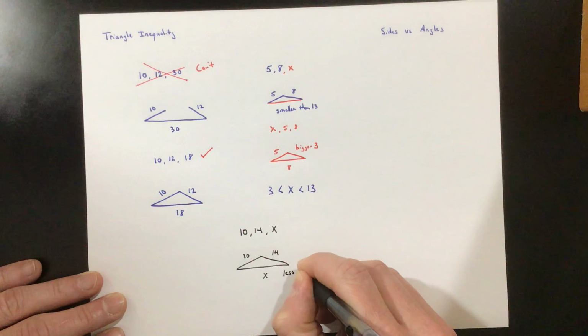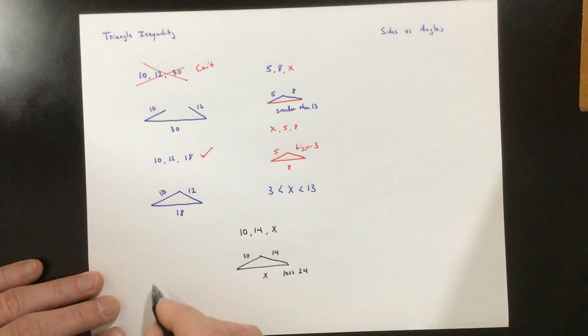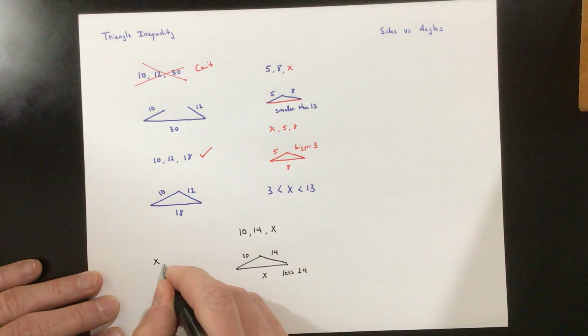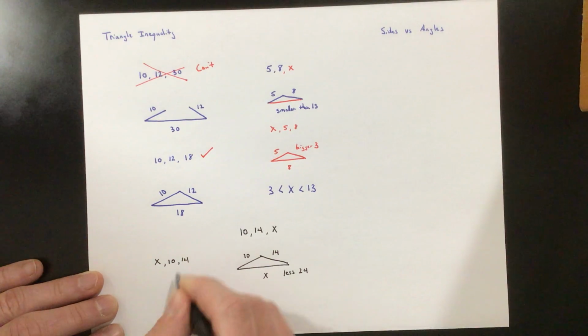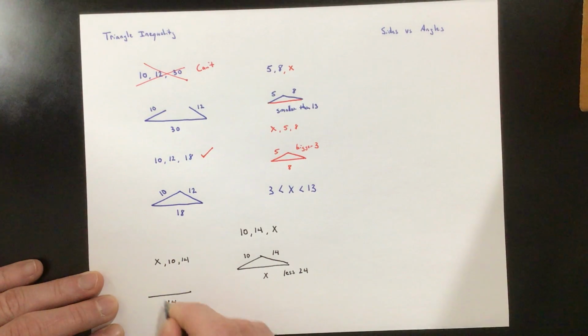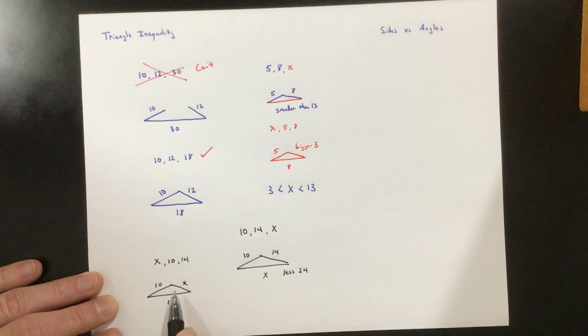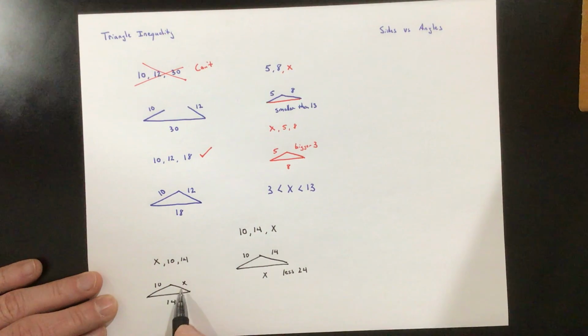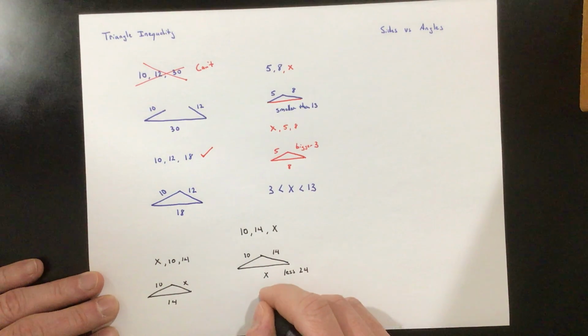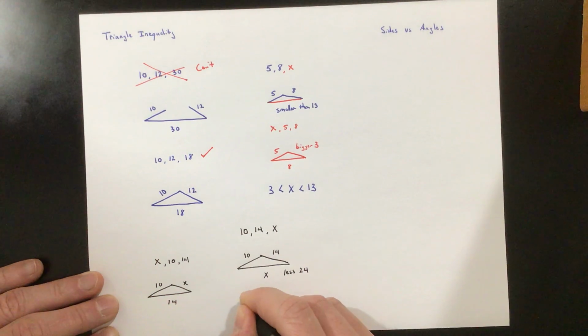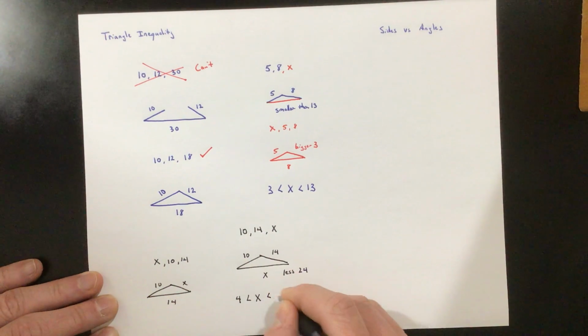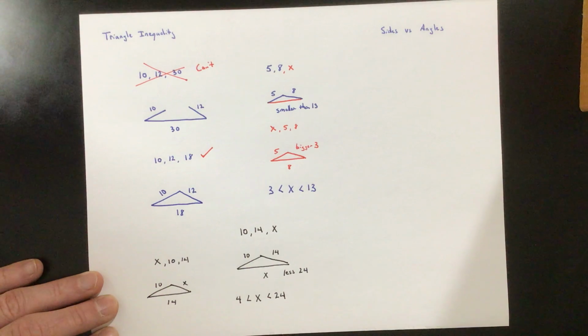And if it was the other way, if x is the small guy, that means 14 is the big guy, and you've got 10 laying here and x laying here. Well, x has to be at least 4, but it can't actually be 4. It's got to be bigger than 4. Otherwise, 10 and 4 won't make it. So what do we say? It's got to be bigger than 4 and less than 24.